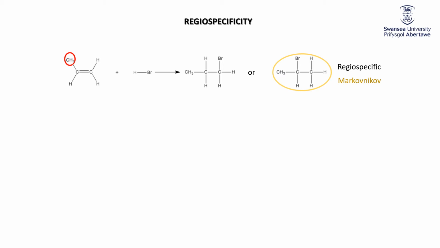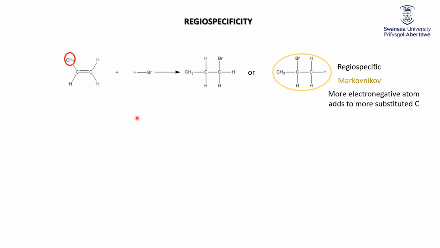Now Markovnikov is a Russian chap, so the way that it's spelled depends really on people's preferences. You'll see it spelled different ways. I think Markovnikov rolls off the tongue a little bit better. And Markovnikov said that the more electronegative atom, in this case the bromine, is going to add to the more substituted carbon, in this case this one here.